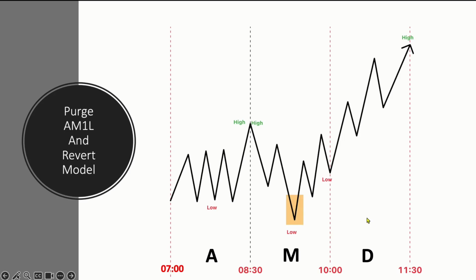Alright, so now we're going to take a look at the AM long scenarios. The first long scenario is a purge of the first AM cycle's low and a revert should occur after that.